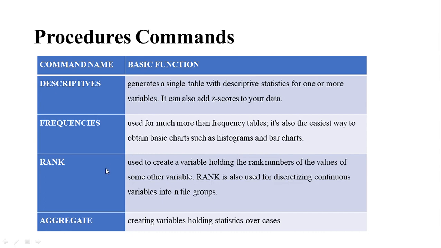The rank command is used to create a variable holding the rank numbers for the values of some other variable. Rank is also used for discretizing continuous variables into groups. Then the last one, aggregate. These are only the most useful commands. Aggregate is used for creating variables holding statistics over cases.